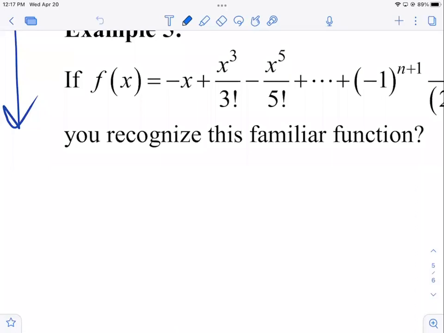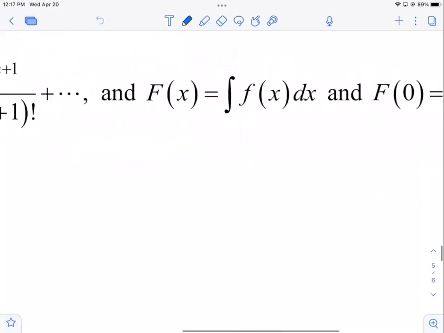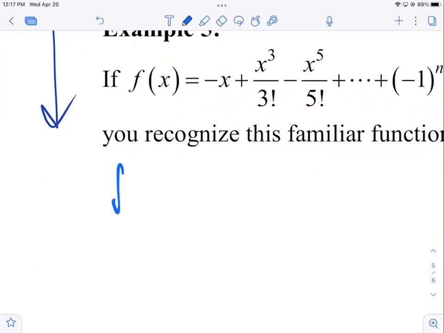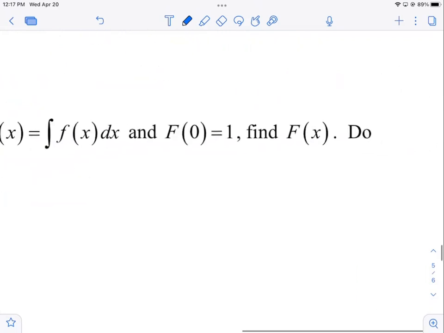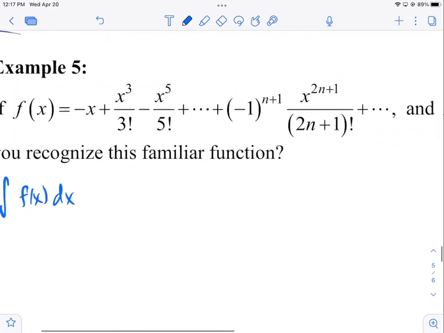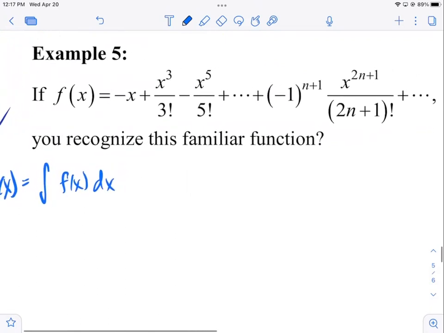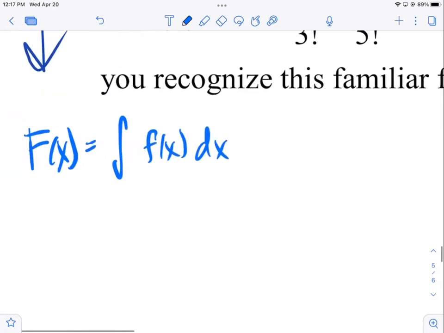So how am I going to find big F of x? Well, I'm going to start by saying that big F of x is the integral of little f of x. And there's two ways to do this, remember. You could do this as an indefinite integral and put your plus c, and then you can use the initial condition to find c. And then once you have that, you can go ahead and use it. It's not asking us to evaluate it, it's something else. So that is how we're going to do it.